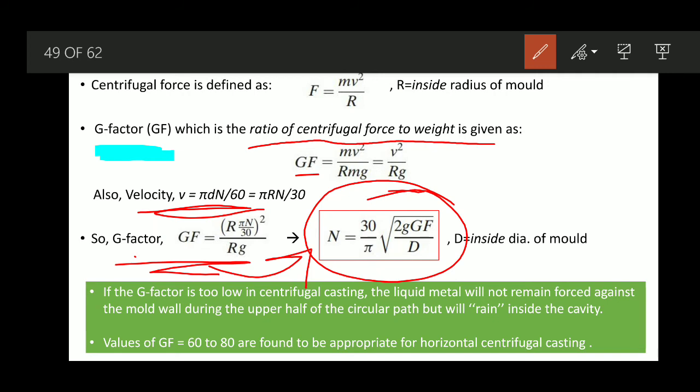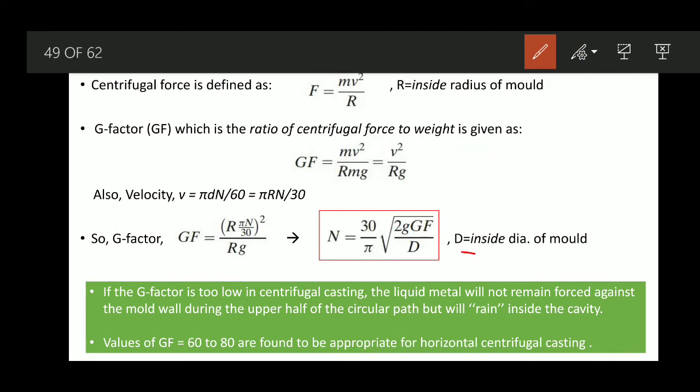Okay, so it is 30 by pi root over 2z. This zf is not two different z and f. You can also use z suffix f. Okay, that is up to you. So zf divided by d. But what you must remember is what this particular d is.